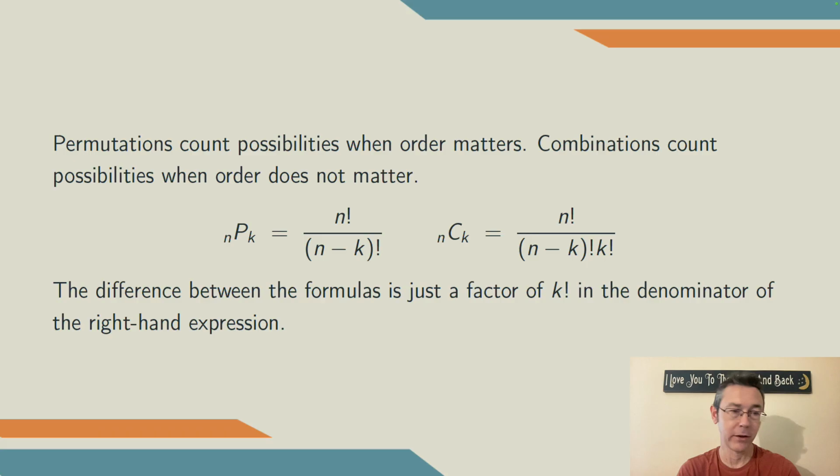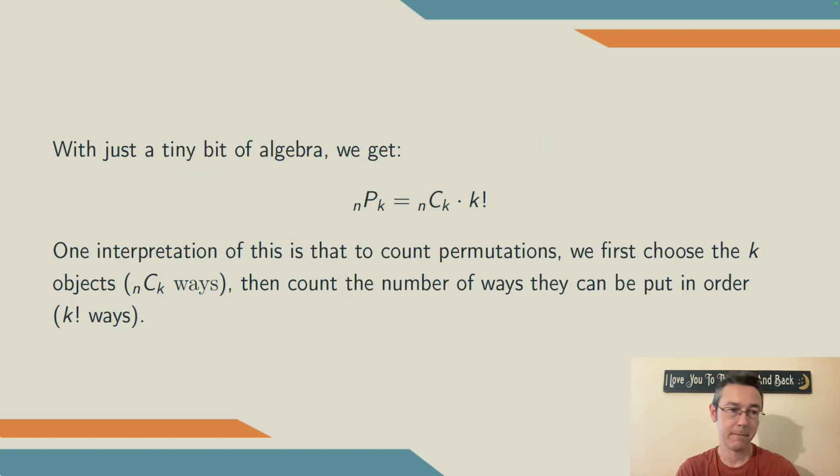The formulas are very, very similar for nPk and n choose k. If you look at those, the only difference between them is that n choose k has another factor of k factorial in the denominator. Permutations are counting possibilities when order matters. Combinations count possibilities when order does not matter. It makes sense that there would be more possible permutations of size k from a set of size n because you have more choices to make, not just the items that you pick, but also what order they go in.